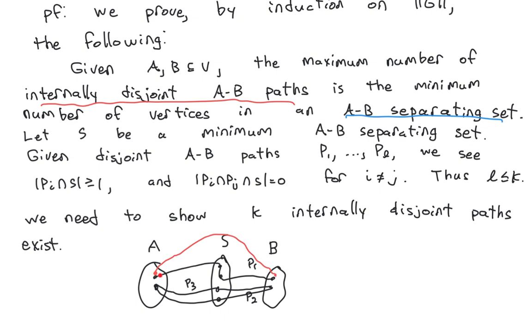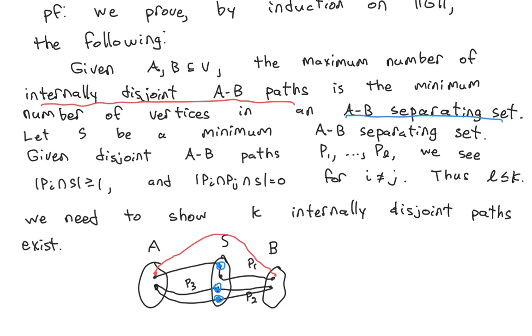And so each path has to meet S in at least one vertex. And because these are disjoint paths, these intersections have to be distinct for different paths. So in particular, for each path, we get at least one vertex in S. And once you pick that vertex for each path and mark it, then we get a separate set of vertices for each path. And so we had 3 paths here, and we have 3 vertices.